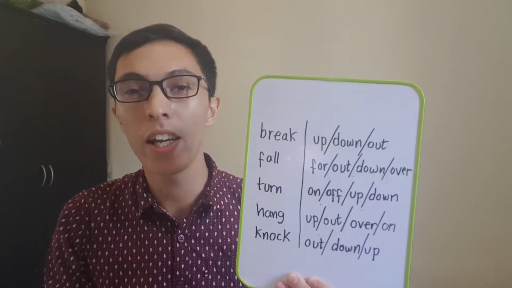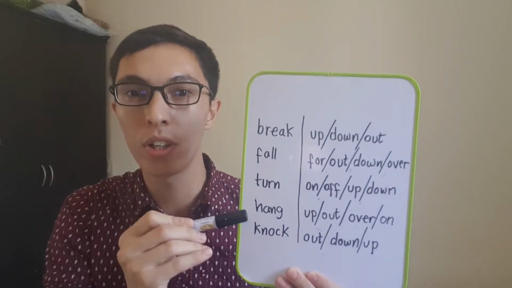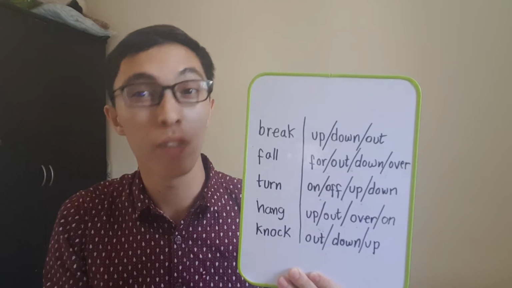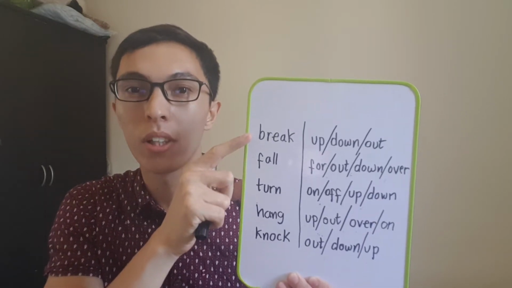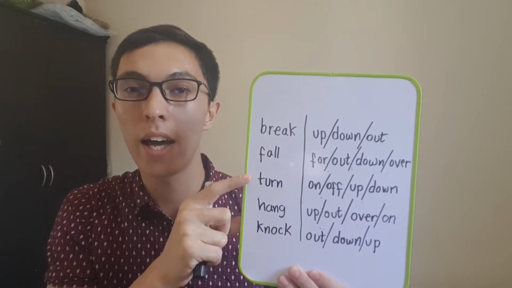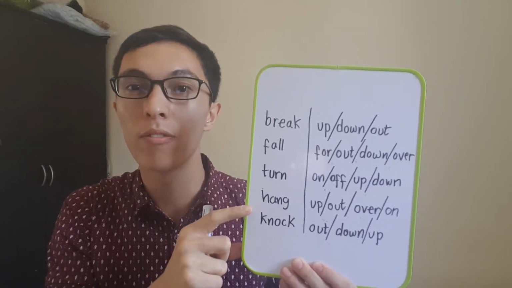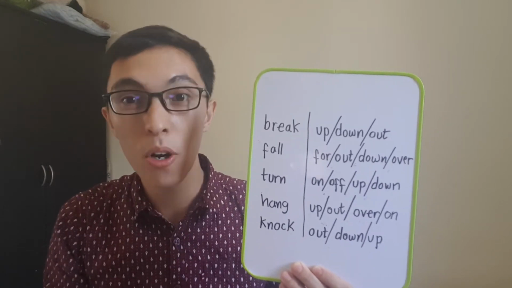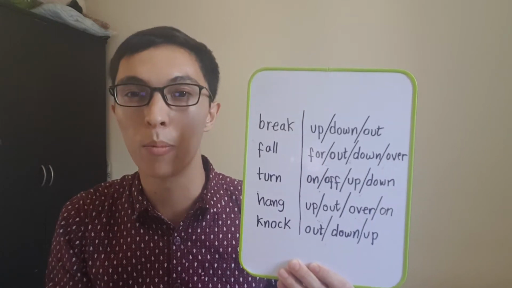Okay? Today I want to look at these very common, very simple base verbs. Let's have a quick look. Very, very easy. Number one, we have to break. Number two, we have fall. Number three, we have to turn, then we have hang, and we have to knock. Okay? You know the meanings of each of these verbs. Very, very common, very, very simple.